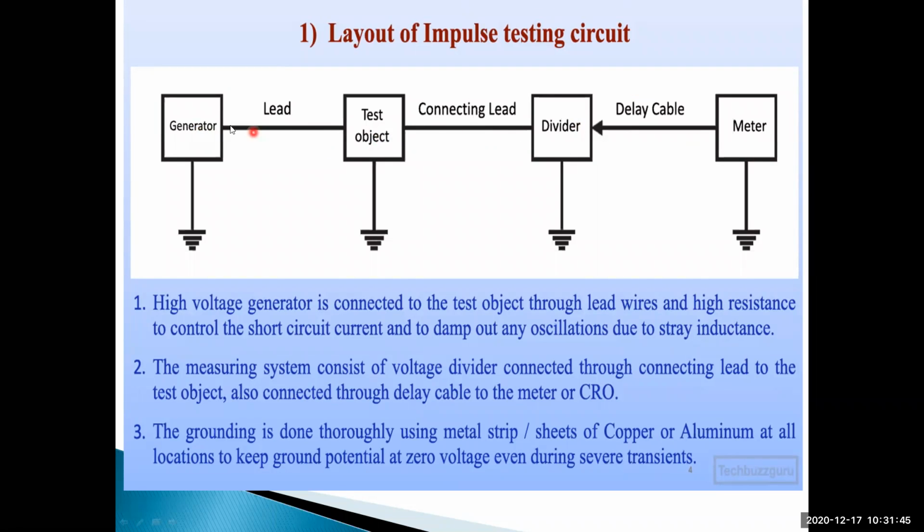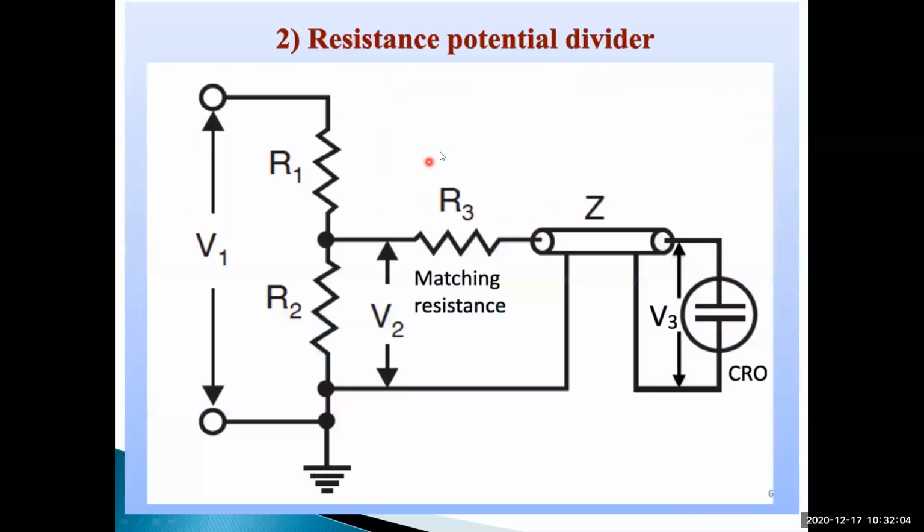These are connected with connecting leads having very high resistance, and here the delay cable is used to absorb external stray magnetic fields to avoid errors. That is the simple measurement setup of the impulse testing method. This was completed yesterday. So now, the resistance potential divider.